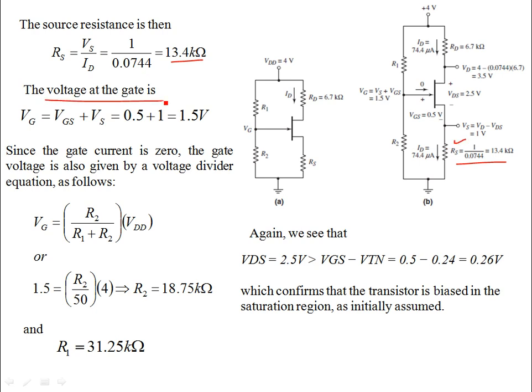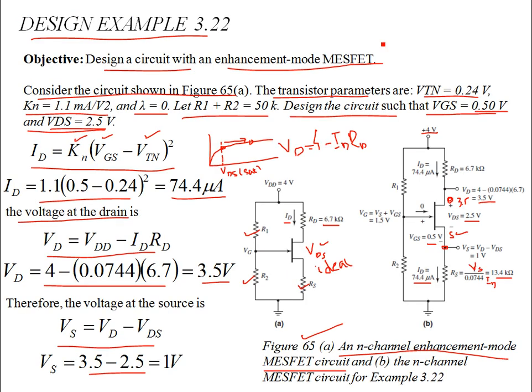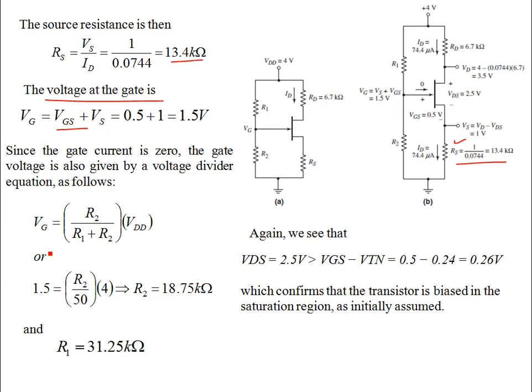Then for the voltage at the gate, you know what VGS is. It's given as 0.5 volts, and we know what VS is, so you can find the gate voltage. The gate voltage is VGS plus VS, that is 1.5 volts. Now, since the gate current is zero, there is no current flowing into the gate, so you can apply the voltage divider at the resistor R2. The gate voltage is given by the divider equation, Vg equals R2 divided by R1 plus R2 times VDD, that is 4 volts. And this Vg is 1.5 volts, which we have already determined.